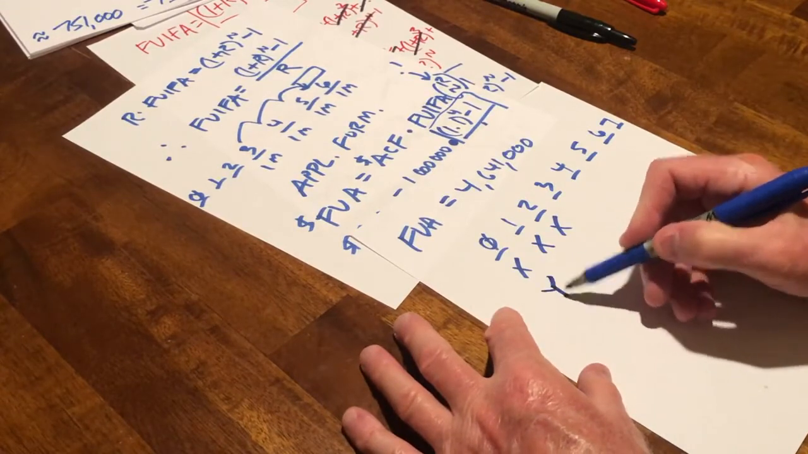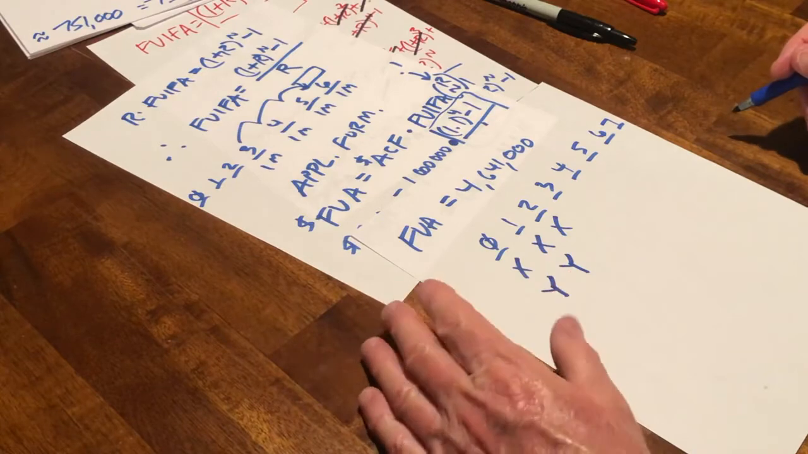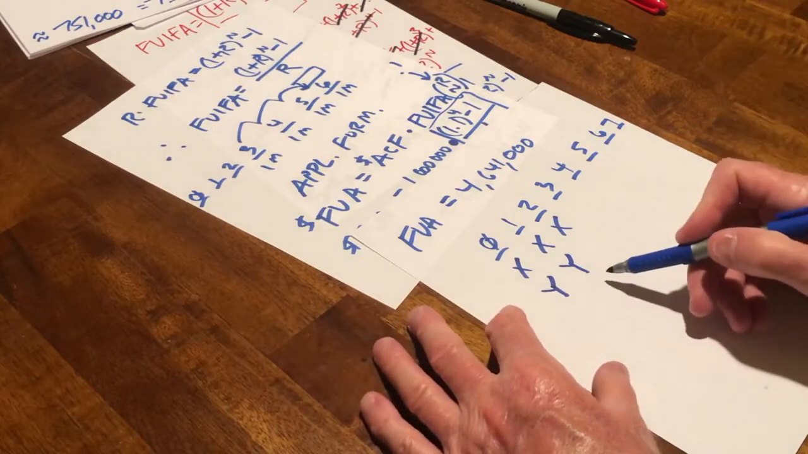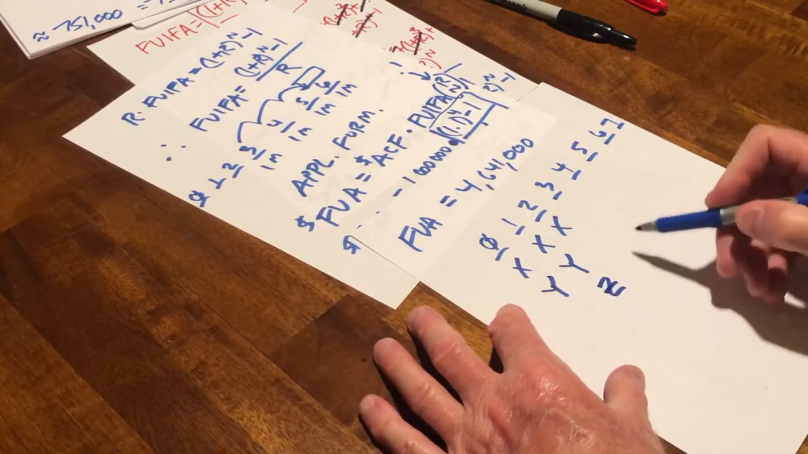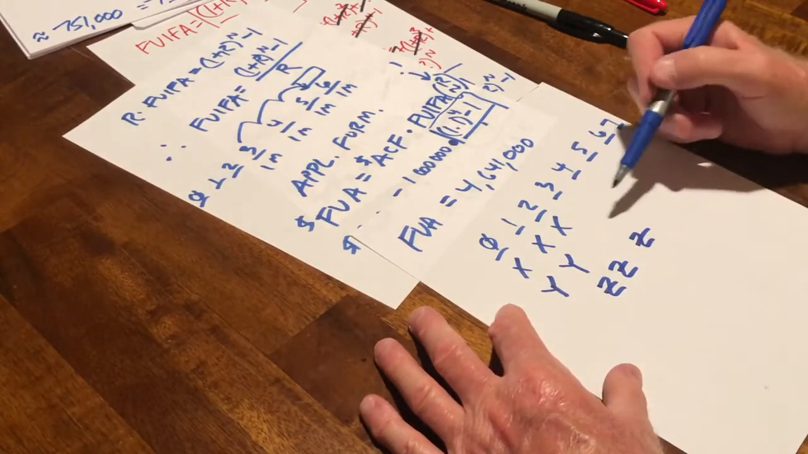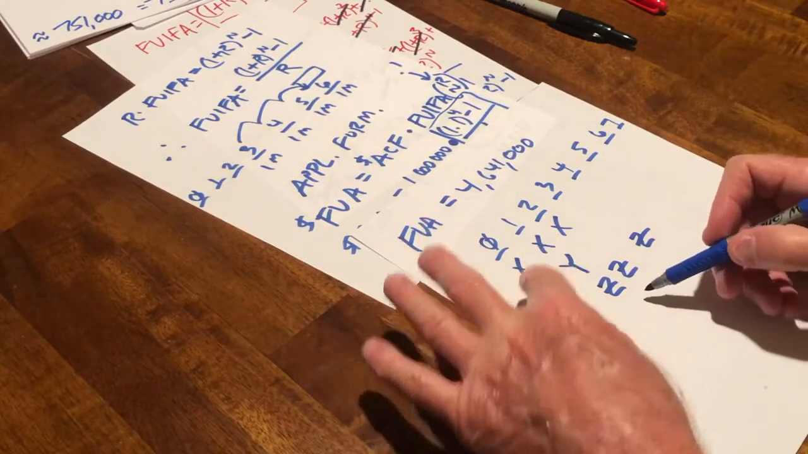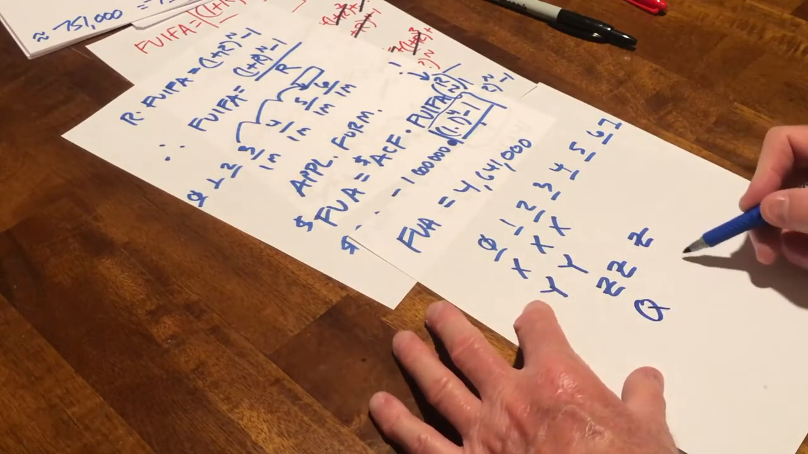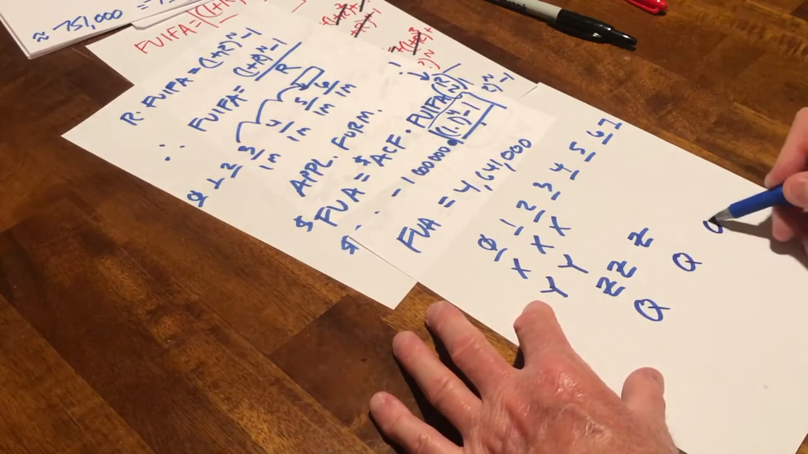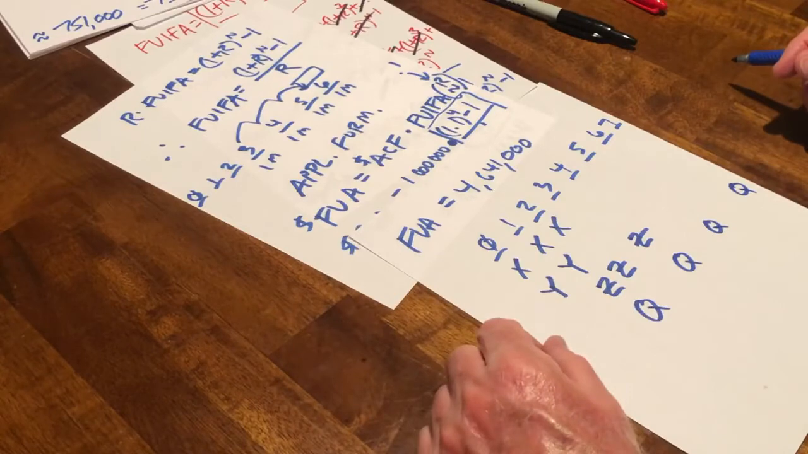Also, Y would be an annuity. 2 payments is fine. Also, Z, paying at dates 1, 2, and 3 is an annuity. But also here, beginning at date 1, Q, and then at date 3, Q, and then at date 5, Q, and then at date 7, Q. That also is an annuity.